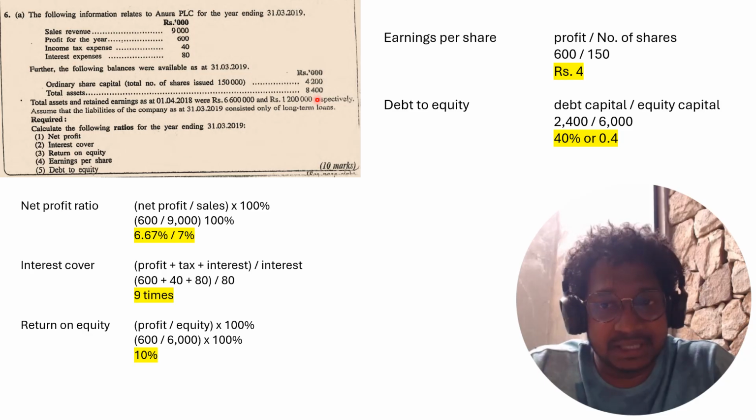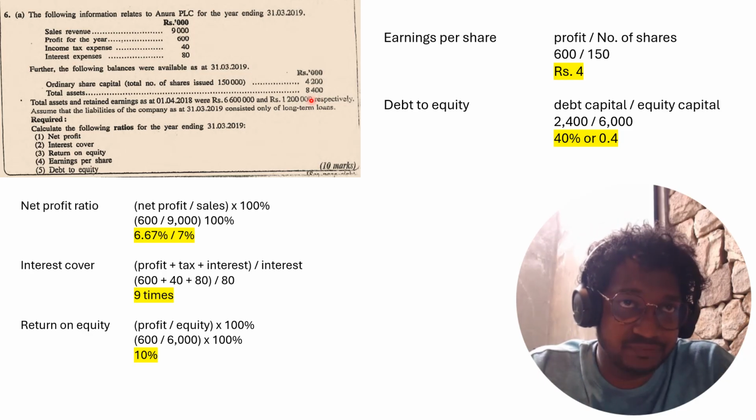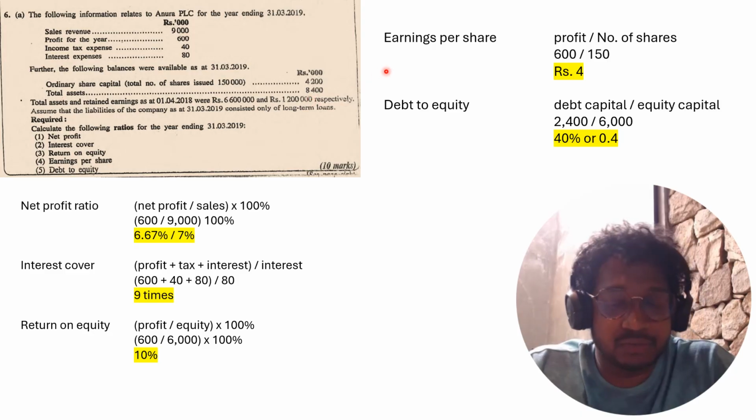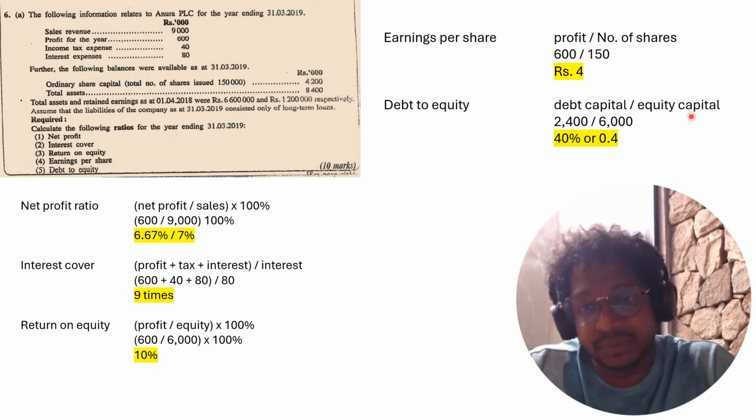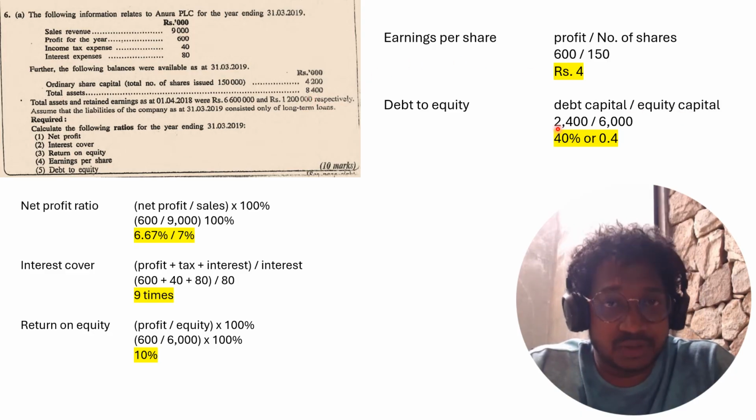So your debt capital, sorry, you have to minus the equity capital. So the total assets 8,400. From that, you have to minus the equity capital. Which means your debt capital is 2,400.